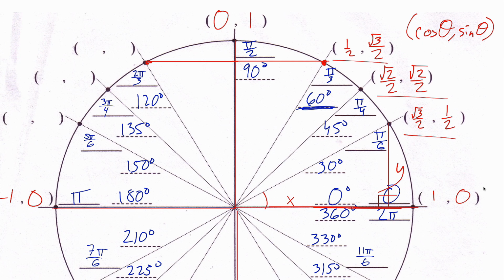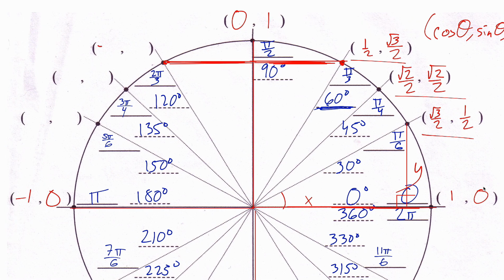One just happens to be on the left side of the y-axis, which means its x-coordinate, if this is a distance here of positive 1/2, this distance here is going to be a distance of negative 1/2. So its x-coordinate is going to be negative 1/2. Now those 2 points are at the exact same height, so the height is still going to be positive square root of 3 over 2.